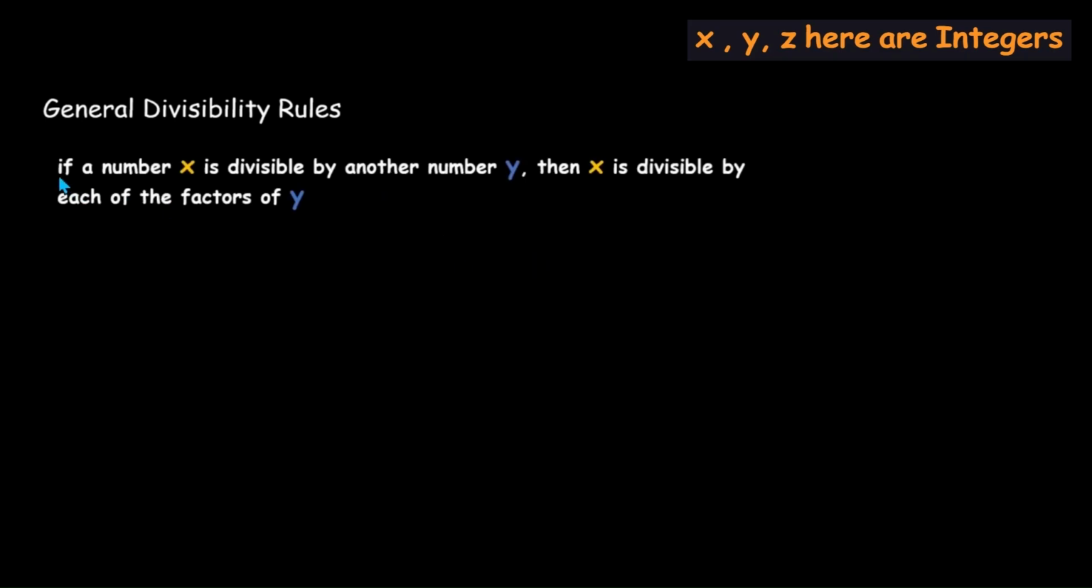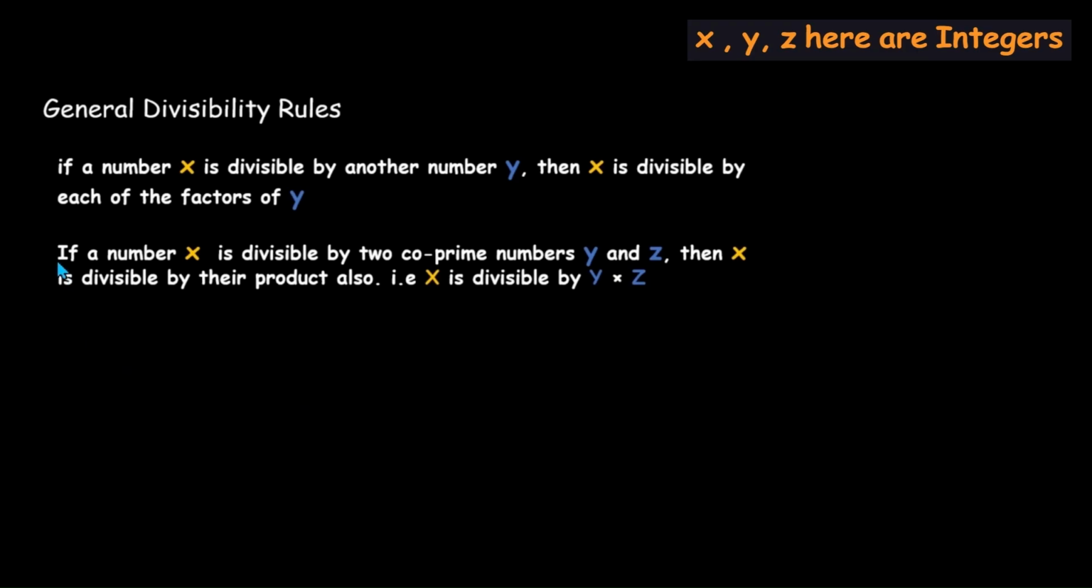The first rule says that if a number x is divisible by another number y, then x is divisible by each of the factors of y. What it means is that y is dividing x completely, leaving 0 as the remainder. Then any factor of y can also divide x completely, leaving 0 as the remainder.